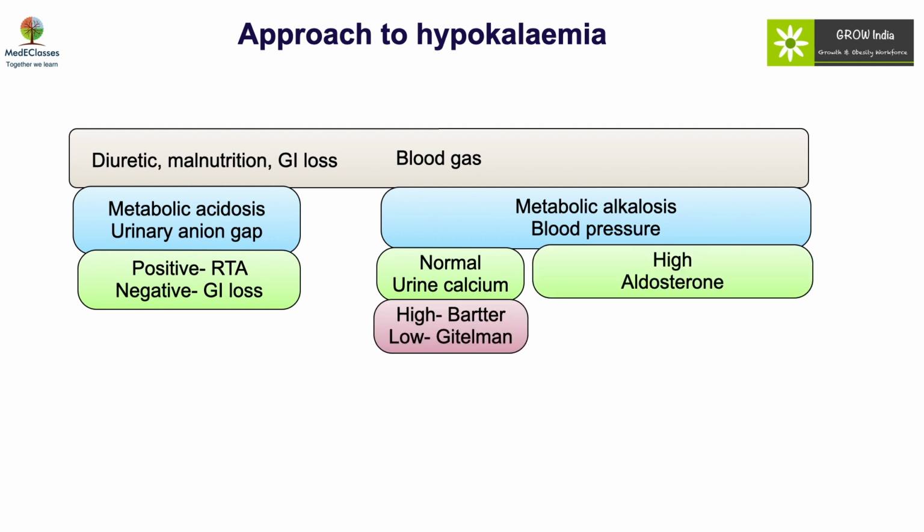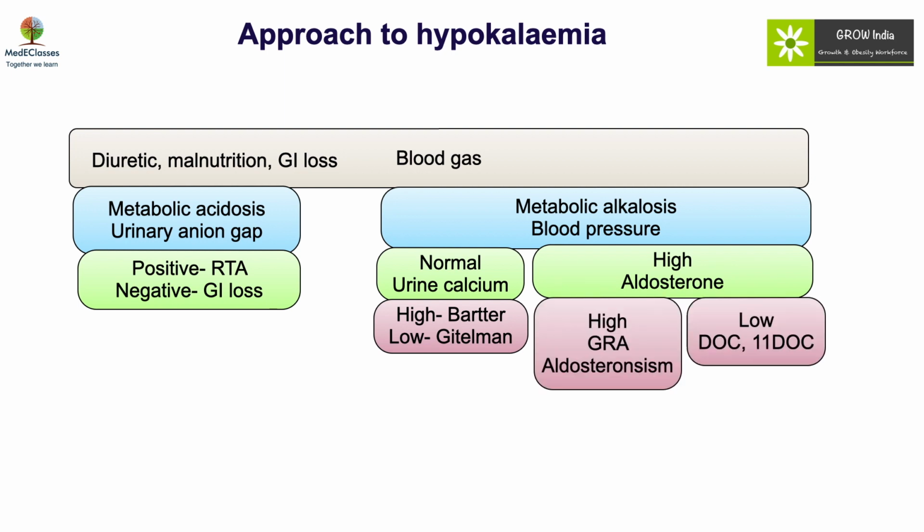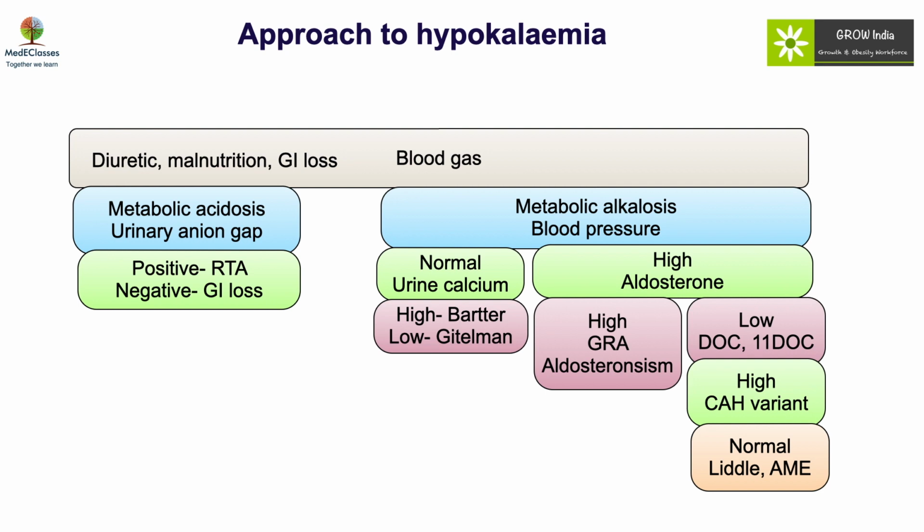If the blood pressure is high, look at aldosterone. If it's high, it is of course hyperaldosteronism. If it's low, look at renin: if it's also low, exclude the CAH variants which may present with hypertension and genital ambiguity. If they are high, say the CAH variant. If it's normal, look at Liddle and apparent mineralocorticoid excess, which are differentiated based upon response to spironolactone. So the approach to hypokalemia begins with blood gas evaluation, followed by urinary anion gap for acidosis, blood pressure evaluation, and renin and aldosterone evaluation for somebody who has hypertension.